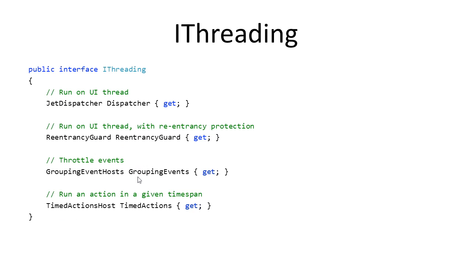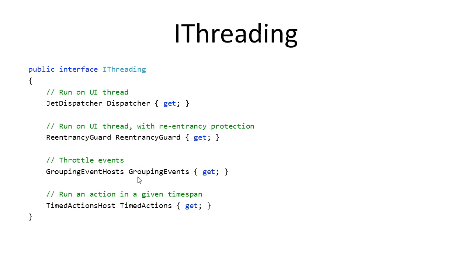We've got a reentrancy guard, which also allows us to run things on the UI thread, but it'll make sure that there is reentrancy protection. So you can have a guarded context. If the current context is not guarded, it'll run the action immediately. Whereas if the current context is guarded, it will queue it up to run later when the reentrancy guard has finished. We can also throttle events using the grouping events host.